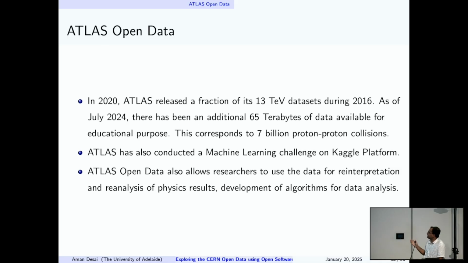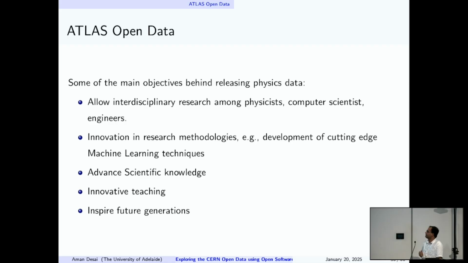So we discussed this machine, and this open data is used not just for educational purposes, but also by researchers who use it for reanalysis, reinterpretation, developing theories, algorithms, machine learning, everything. And it also inspires future generations, of course.